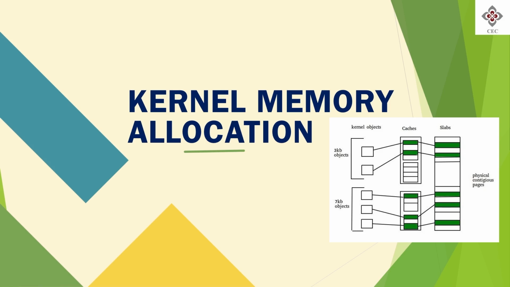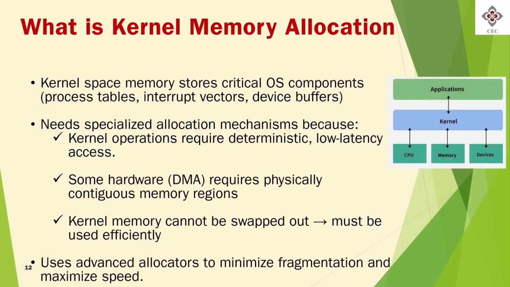So, the second form of memory management is kernel memory allocation. It is very important to allocate kernel memory with higher optimization techniques, because it stores the most critical OS components like process tables, interrupt vectors, and device buffers. These are unique to the processes, and this has to be stored and handled efficiently. So, it needs specialized allocation mechanisms because kernel operations require deterministic low-latency access.